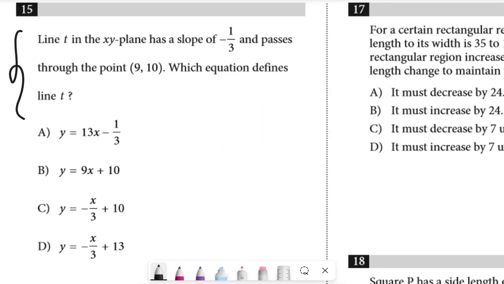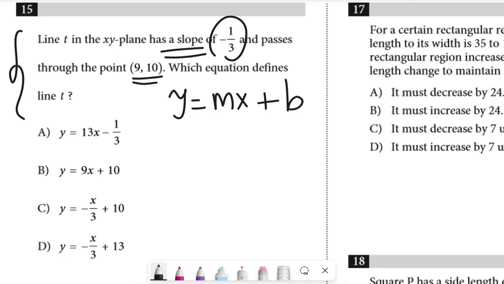Here in question 15, we have a line that has a slope of minus 1 over 3 and it passes through point 9 and 10. Which equation defines the line? We know that y is equal to slope, so we can use mx plus b. What is the slope over here? Y is equal to minus 1/3 x plus b. Finally, they tell us that the line passes through point 9 and 10, which means this is our x and this is our y. So let's put the values here.